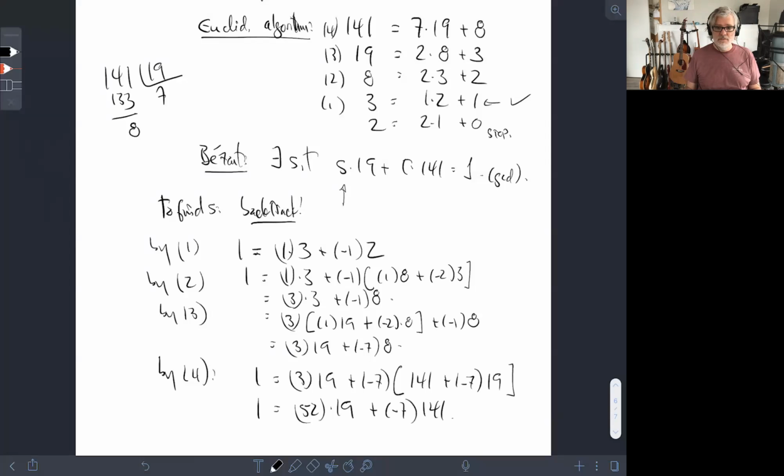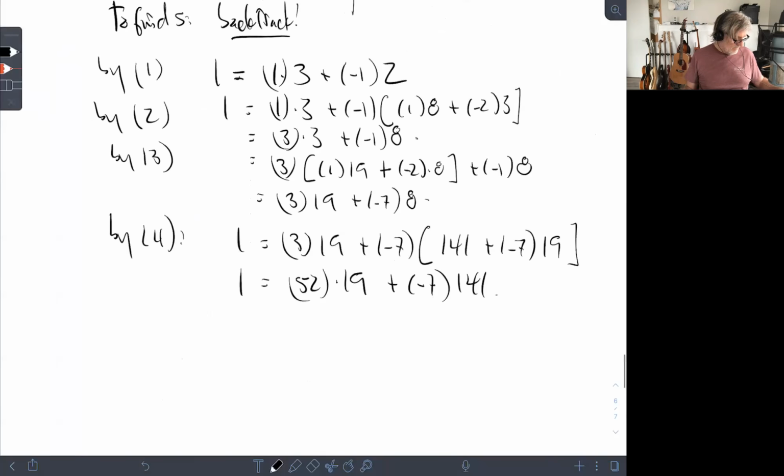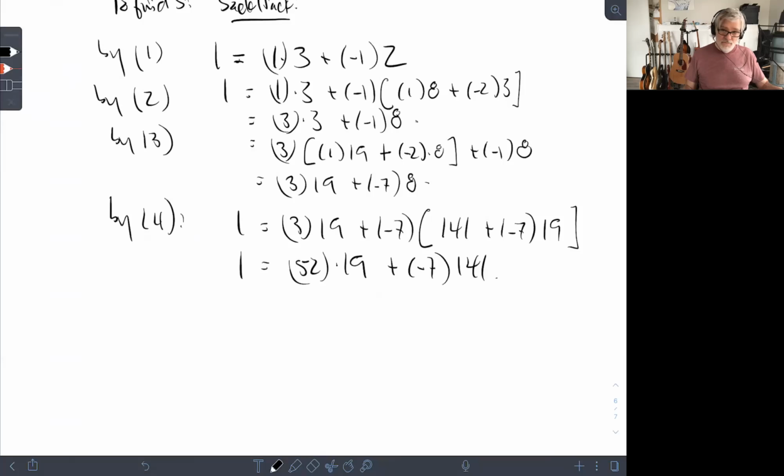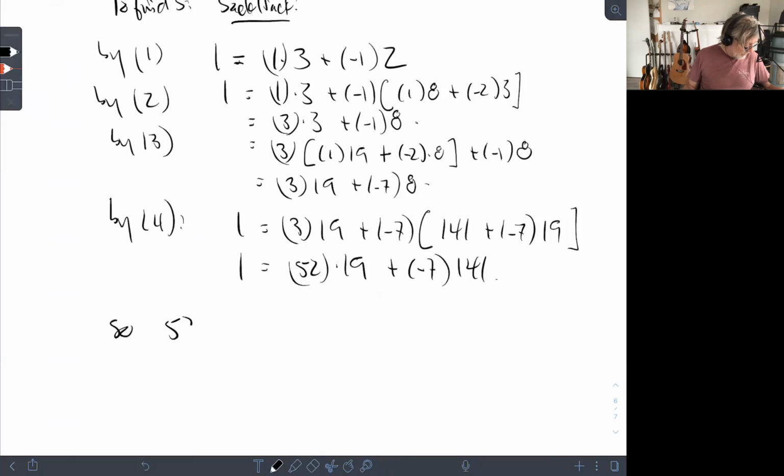Is that 1? That's what you got. Excellent. Okay, so 52 is what we're looking for. So 52 is the inverse of 19 mod 141.